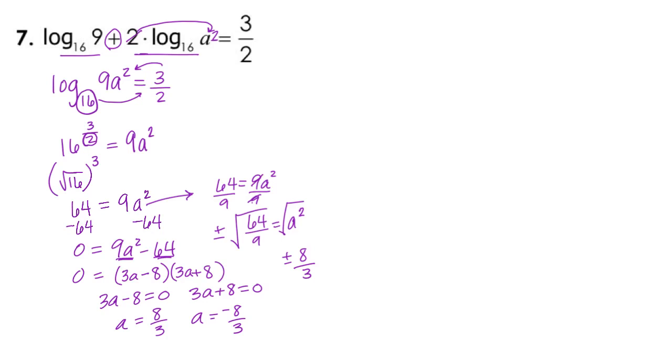Now you do need to go back up and check. And notice that 9 is going to be positive no matter what we sub in. But this a here is not. Remember, originally, even though we rewrote that to be a squared, originally it was not a squared. It was just an a there. So what we're going to have to do is toss out that negative 8/3, because it would make a portion of the problem negative. And so here our answer is positive 8/3.